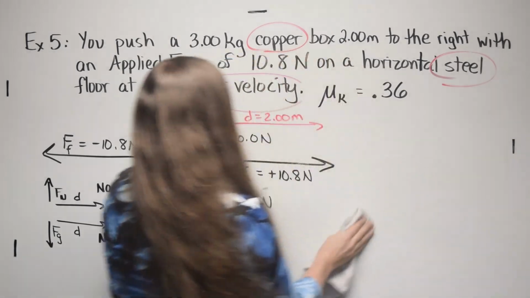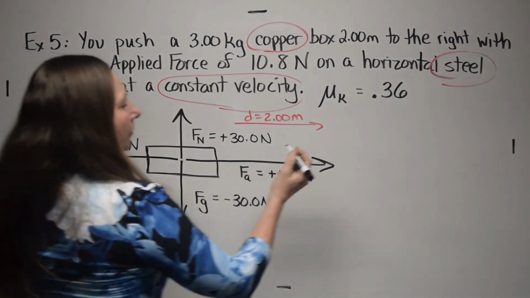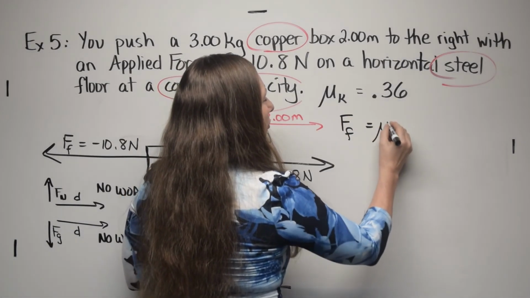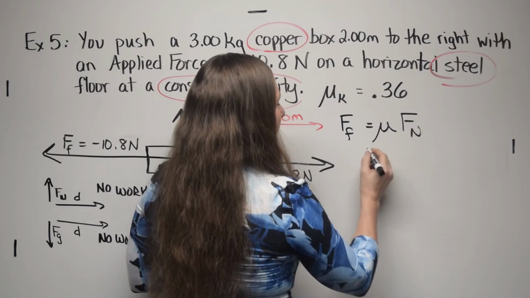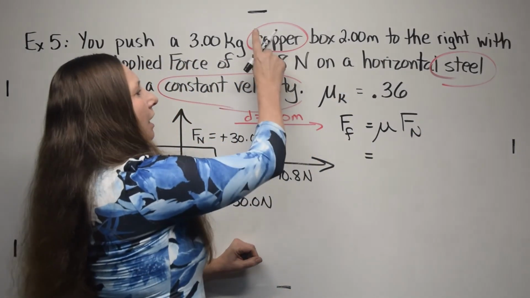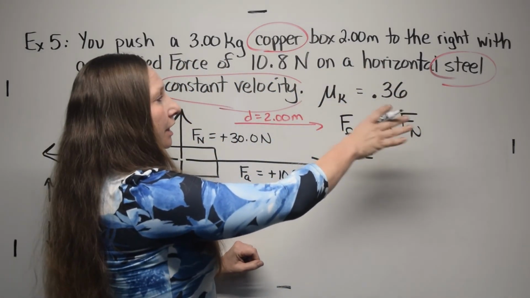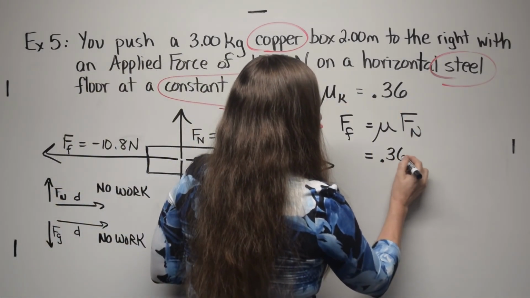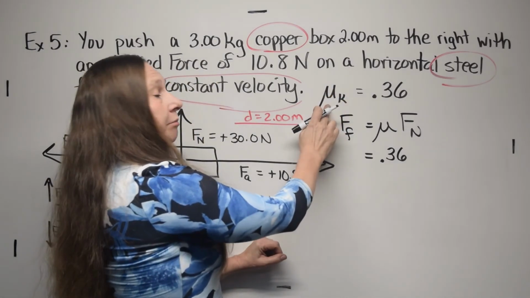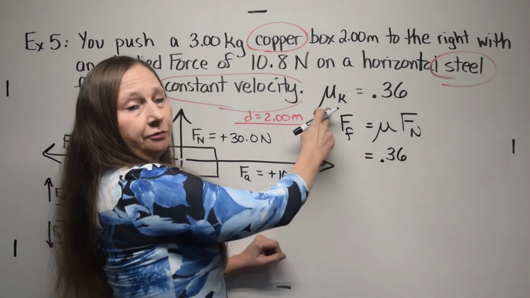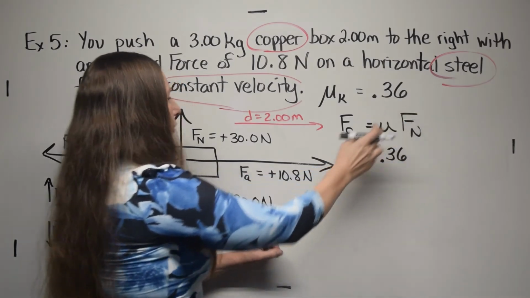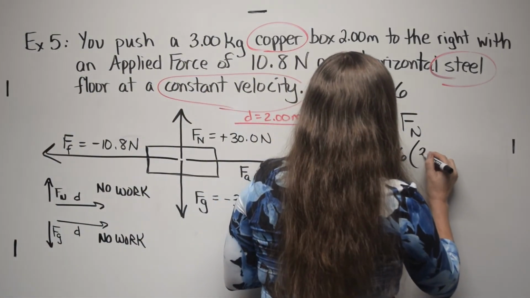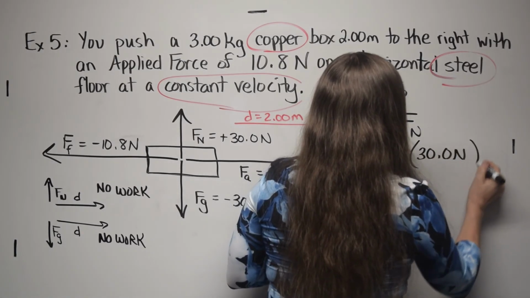All right, so we know the equation for friction, FF equals mu F normal. Now, mu, for copper on steel, when it's moving, it's kinetic, is 0.36. Mu, the coefficient of friction, does not have a unit. The normal force is positive 30 newtons.